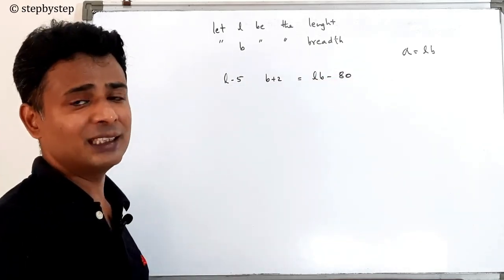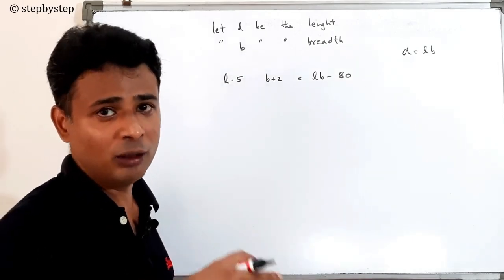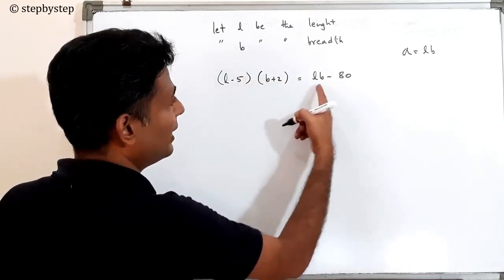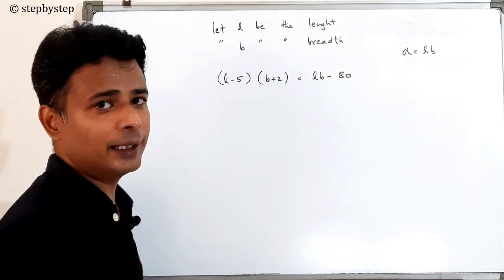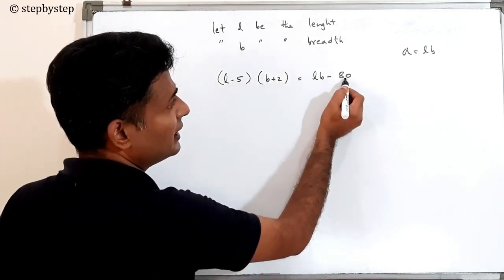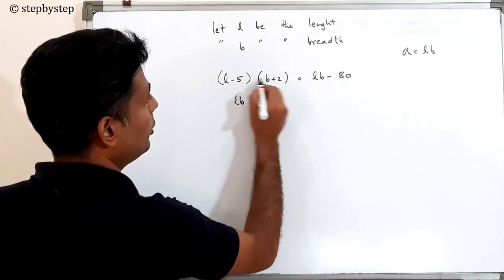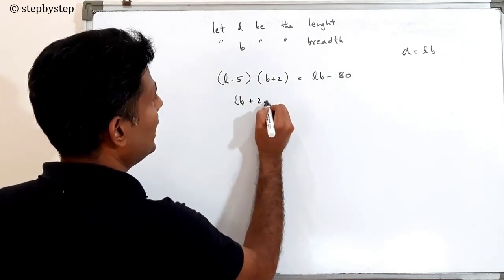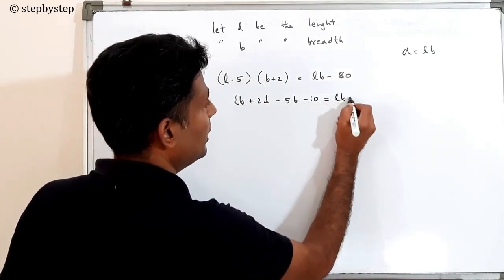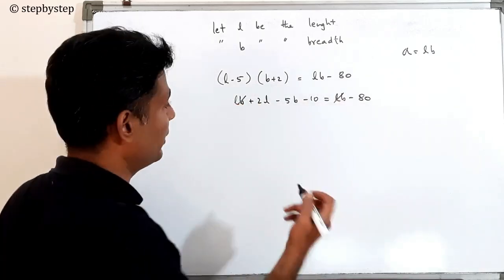That square units, if you remember, for area will be centimeter square or meter square, depending on what the unit is. So new length into new breadth will give us the new area. When length is decreased by 5 and breadth is increased by 2, the area is reduced by 80. So multiplying, LB plus 2L minus 5B minus 10 equals LB minus 80. LB cancels because when I transpose it becomes minus.